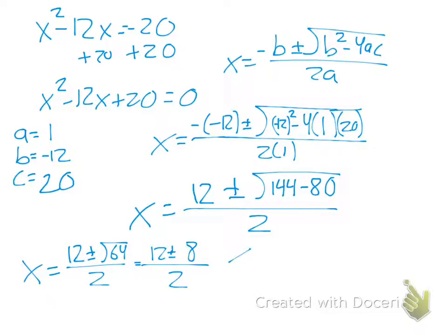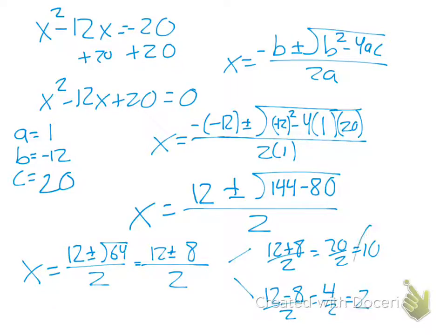One of them is 12 plus 8 over 2, and the other is 12 minus 8 over 2. 20 over 2, which is 10, yes? And the other one is 12 minus 8, which is 4 over 2, which is 2. And there are your solutions.